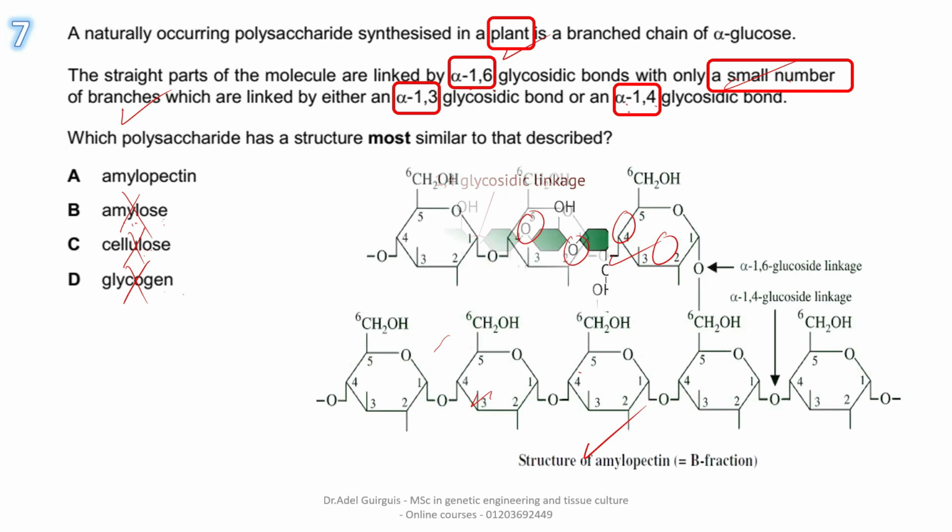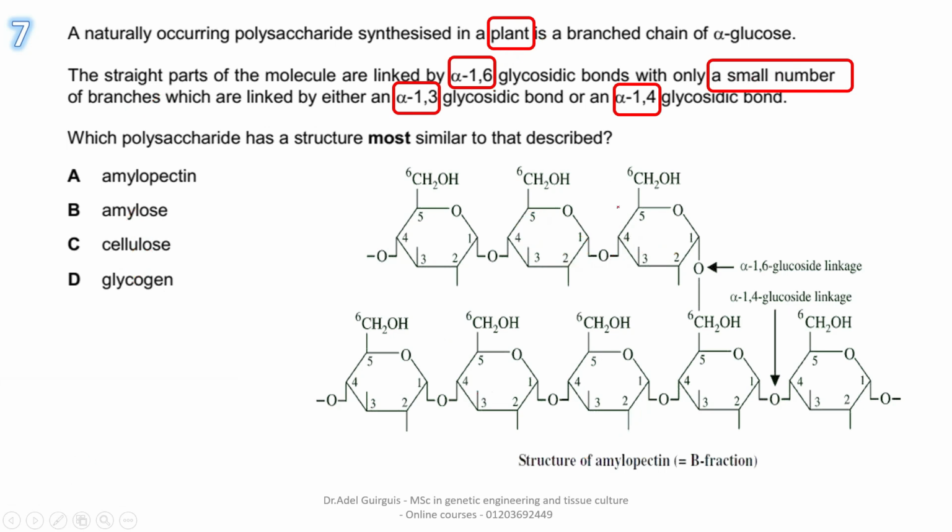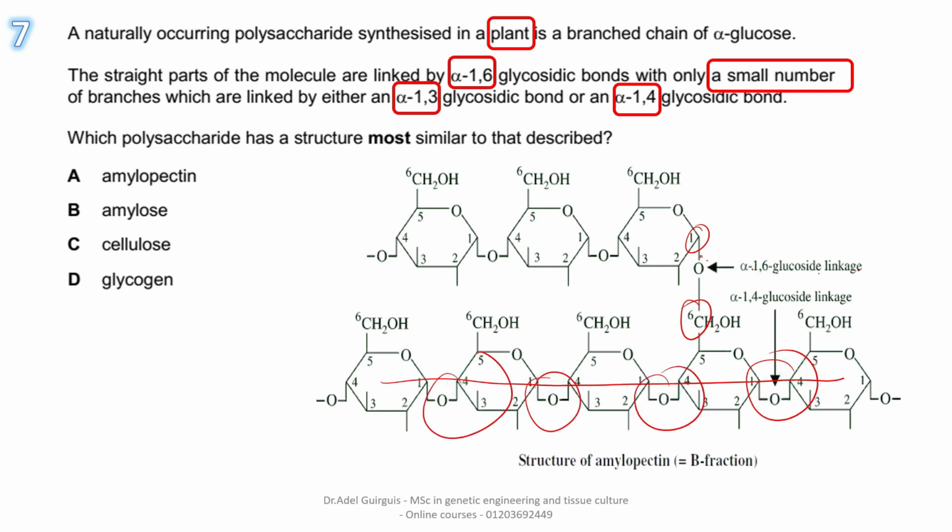What about amylopectin now, with a small number of branches at 1,6, like this one. This is carbon number 6, this is carbon number 1. Alpha 1,6 glycosidic linkage with the main straight chain, which has 1,4 glycosidic bonds. Here alpha 1,4, and here alpha 1,6 glycosidic bond. So the answer is A.